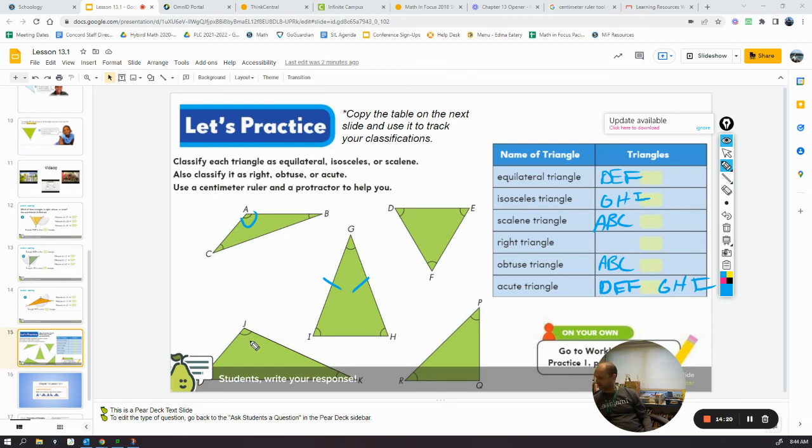JKL is scalene and also obtuse. And then the right triangle. Wait, PQR has got to be something. No, yeah, PQR is the right triangle. PQR and nothing else. All right, my head hurts.